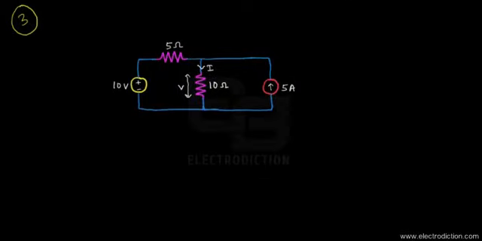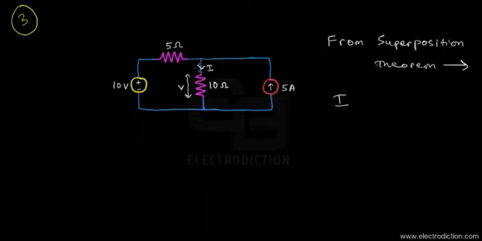So we can go forward and write down, from the superposition theorem, that the net current entering the 10 ohm resistor will be given by the sum of I1, the current due to the voltage source, and I2, the current due to the current source.